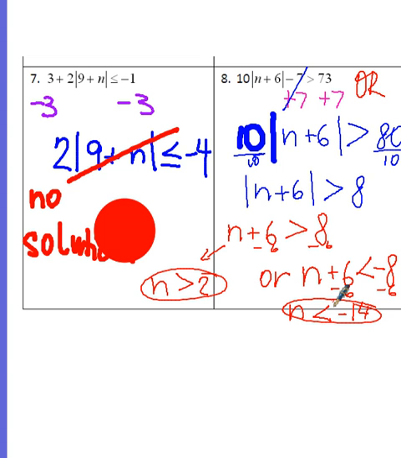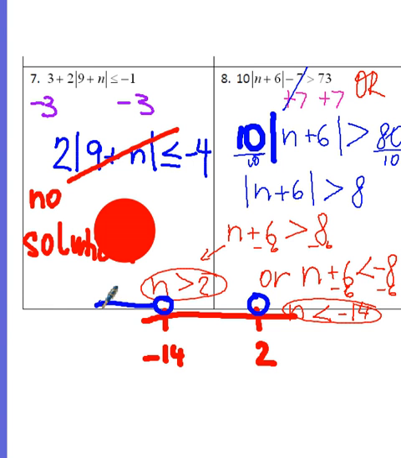So again, this should work. It is an OR statement, so we will have two intervals and two endpoints, -14 and 2. And for the values that this is true for, there's no equal, so there's an empty circle on both ends, and we will be going in these two directions.